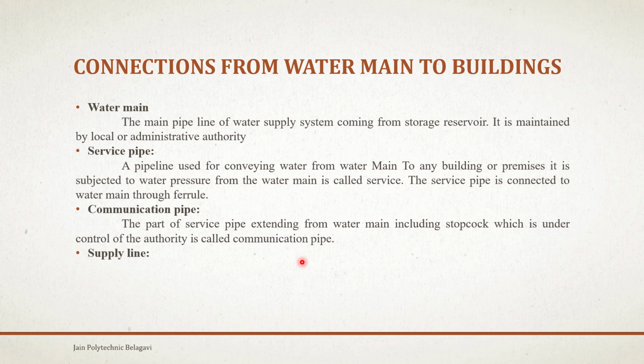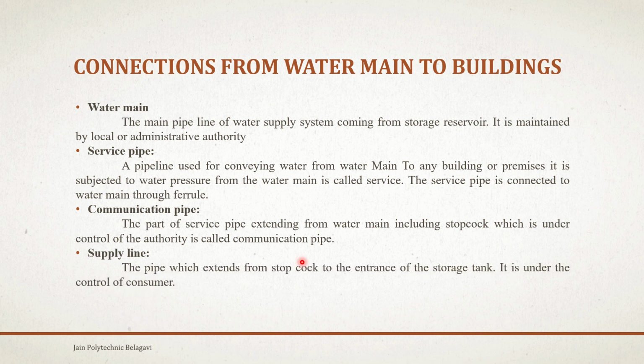Next, there will be a supply line. This pipe extends from the stopcock, in the sense it is the next part of the communication pipe, and it enters the storing tank. It might be the underground or the overhead tank, and it is under the control of the consumer.